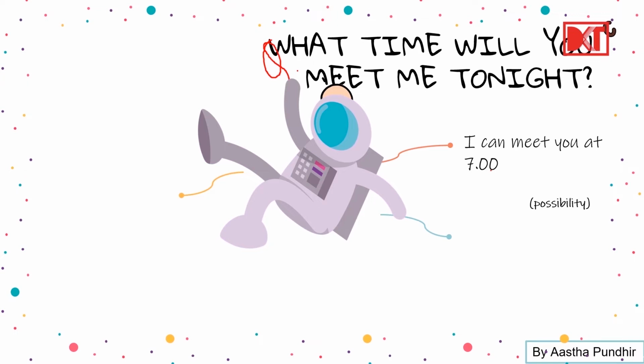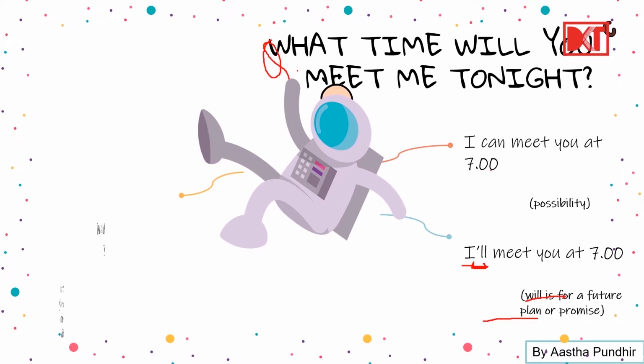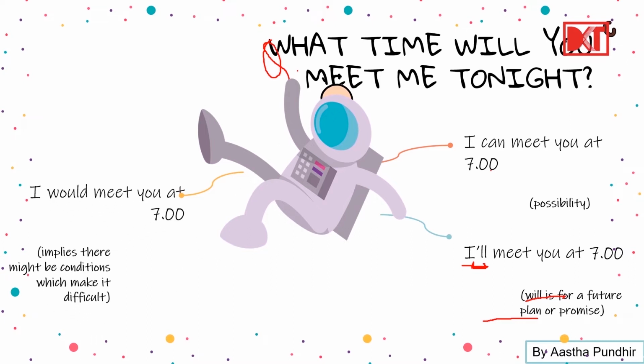Okay. Next answer could be, I will meet you at 7. Now, here there is a promise. We were using will. I'll means I will meet you at 7. So, will is for a future plan or promise. So, the person is making a promise कि हाँ, I will meet you at 7. Okay. Then the other answer could be, I would meet you at 7.